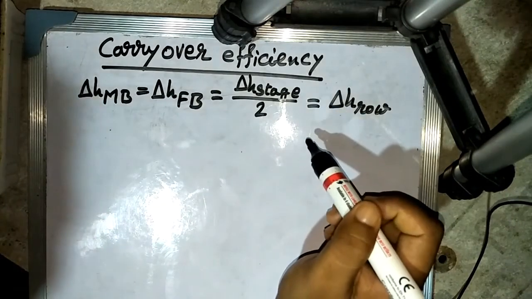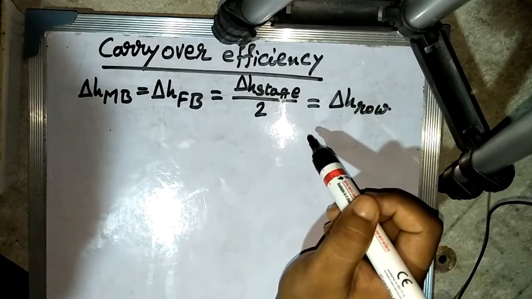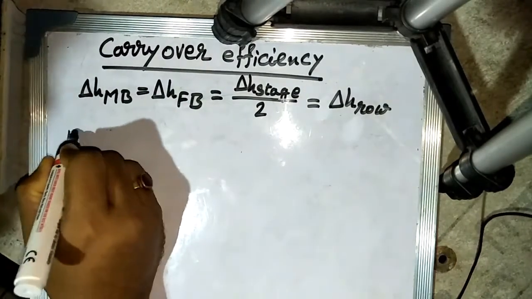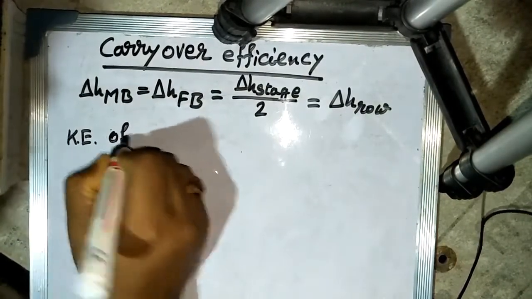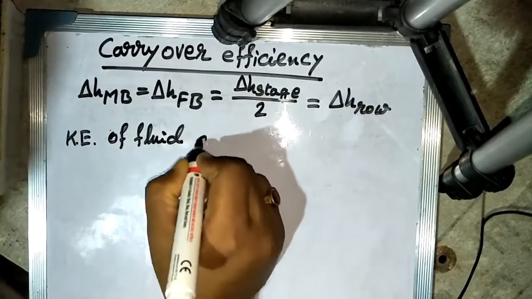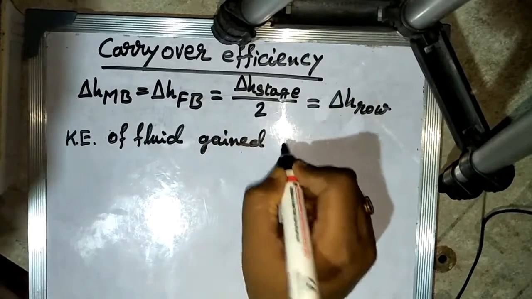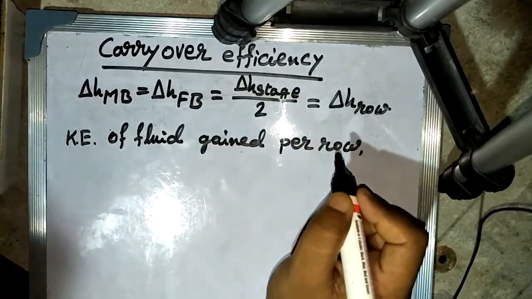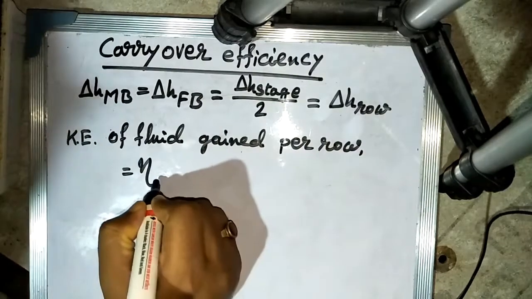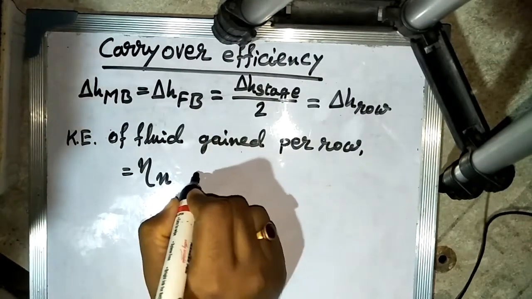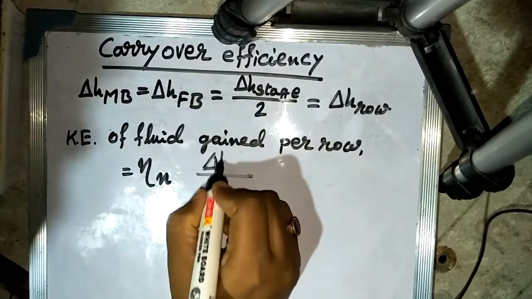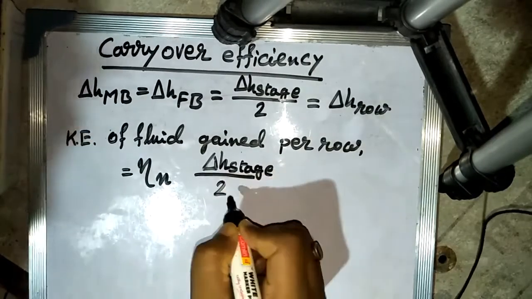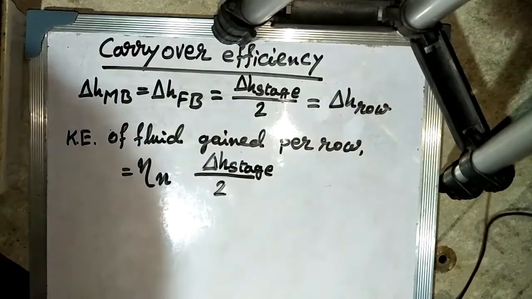Now assuming the same nozzle efficiency for both fixed and moving rows, the kinetic energy of fluid gain per row, in fixed as well as moving, is nothing but eta n into the stage enthalpy drop by 2. This is the kinetic energy of fluid gain per row.